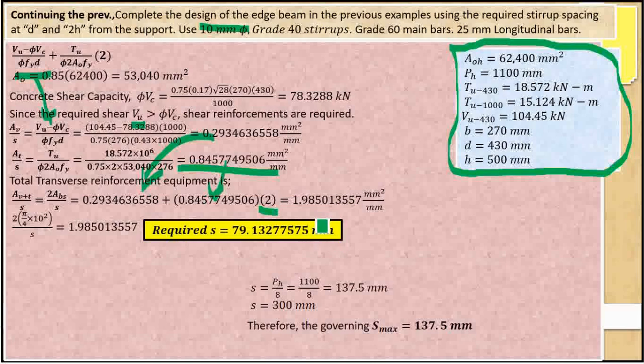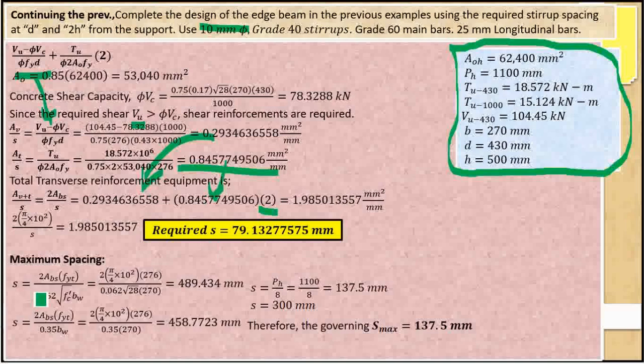Siyempre, hindi. I-check muna natin yung maximum spacings natin. So, kung matatandaan nyo, may nakuha tayong apat na values or na formulas rather for the maximum spacing. Yung unang dalawa is considering the minimum area of the stirrup reinforcement. And yung pangalawa naman is considering the maximum spacing na, which is itong PH over 8 and itong 300 mm. So, upon solving, pwede nyo nang balikan yung formulas na na-discuss natin kanina for the minimum area. Ito yung makukuha natin. 489.434 and 458.7723. So, ano yung mag-govern na S-max? So, katulad lang to, same logic lang to, katulad ng dati. Ang pipiliin parati natin na spacing is yung pinakamaliit. So, ang S-max daw natin dito is 137.5 mm.